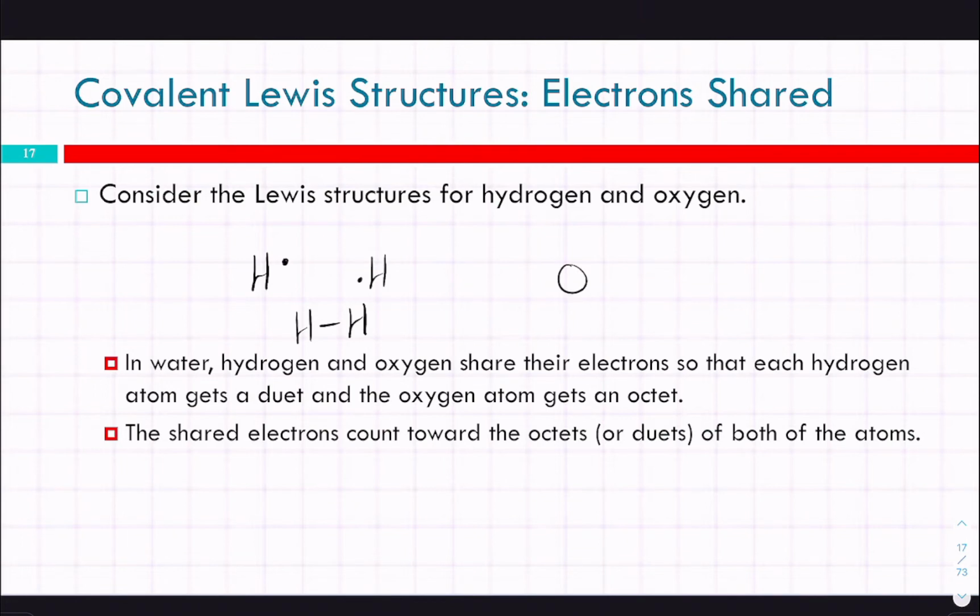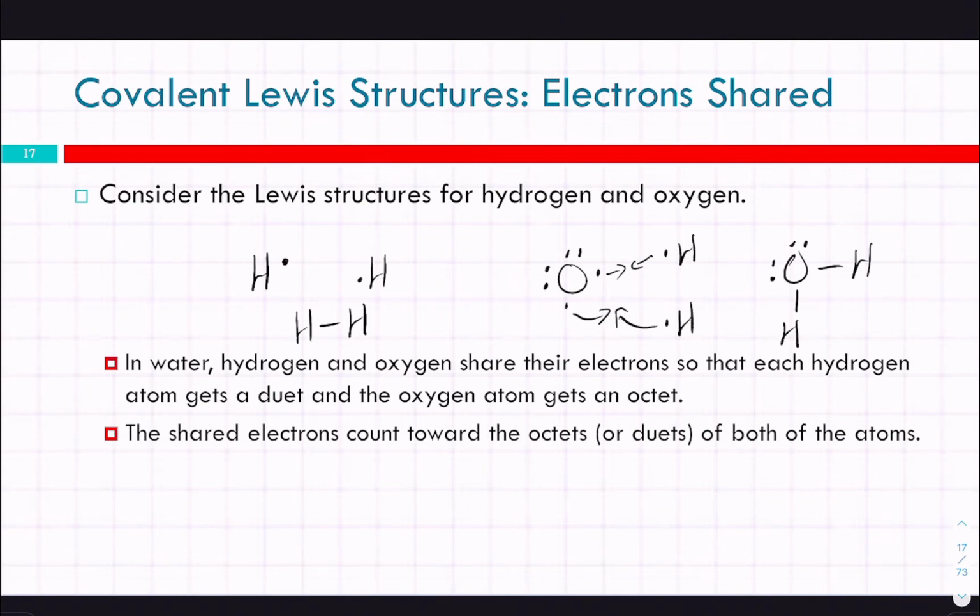Also, if we draw out the Lewis structure for oxygen, oxygen has 6 valence electrons, so 1, 2, 3, 4, 5, 6. You can also take 2 hydrogens here, because oxygen has 6 electrons, so it wants 2 more. But hydrogen's also looking to get another electron. So they can share their electrons, and we'll get oxygen with bonds to 2 hydrogens, which is why water is H2O.